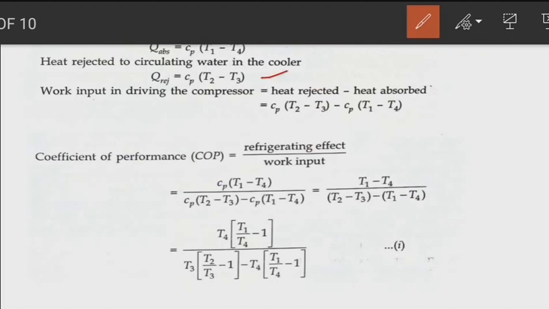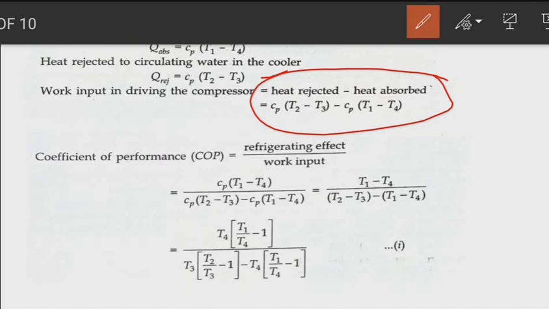So the net work input we are giving to the compressor is equal to the heat rejected minus the heat absorbed. So that is Cp into (T2 minus T3) minus Cp into (T1 minus T4). On combining these two, we will get another formula, or we can directly go to the coefficient of performance next.